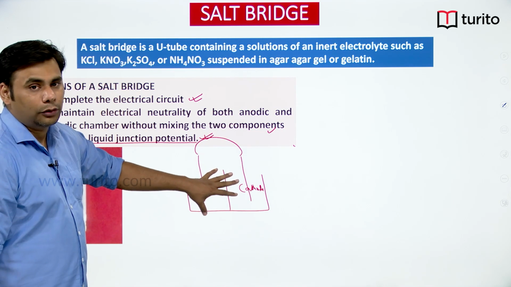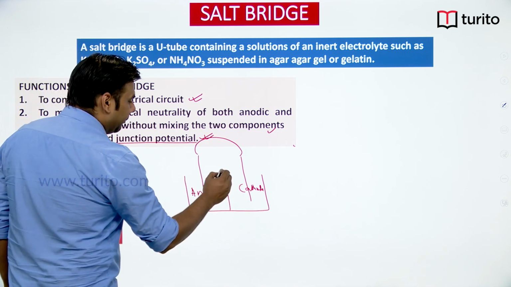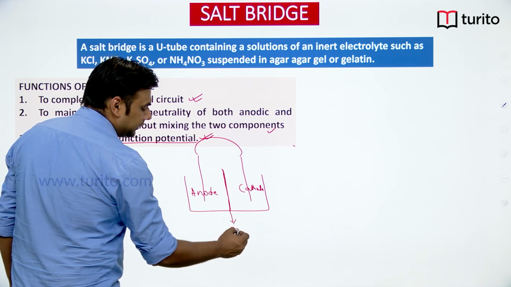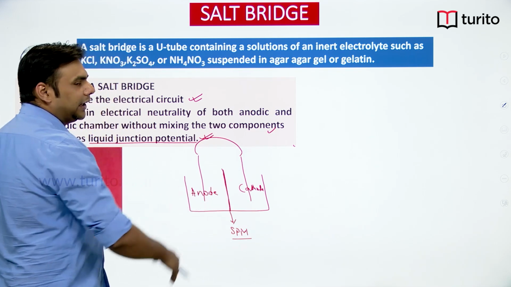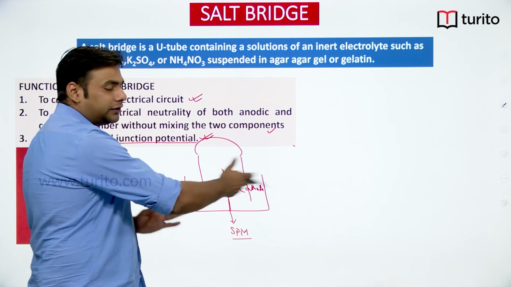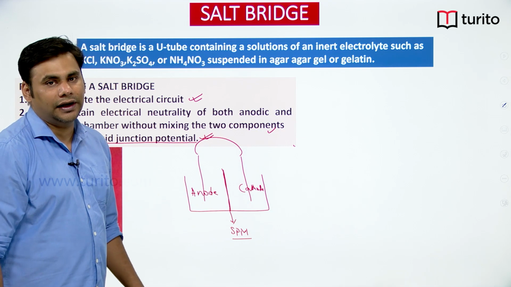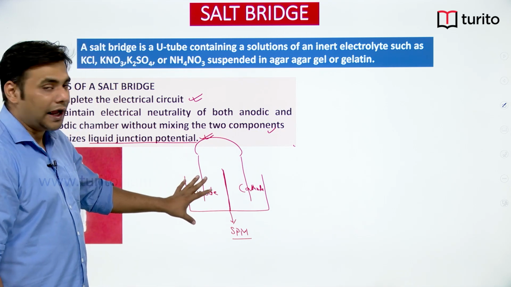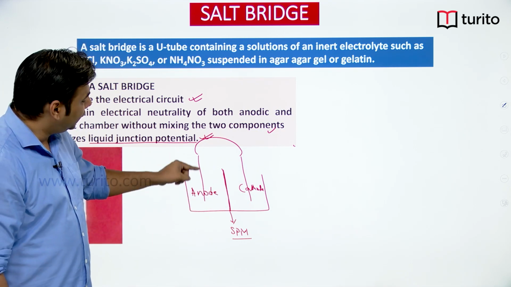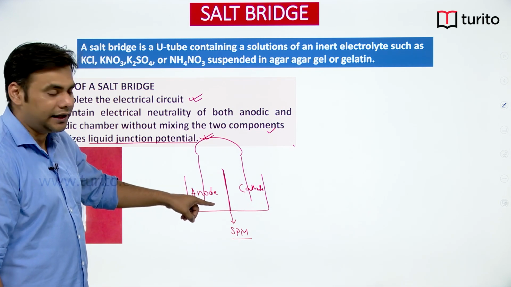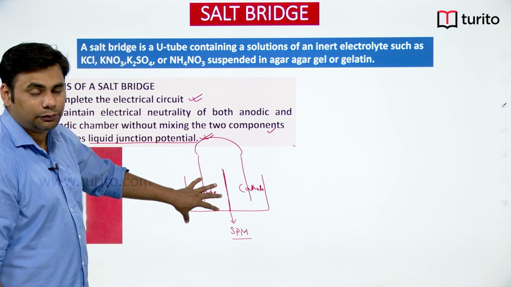There is no salt bridge in this, but we have a membrane. This is basically a semi-permeable membrane, which allows some ions to pass through, and through that they can neutralize the excess positive and negative charge. We know that in the anode oxidation is taking place. So the metal gets oxidized and enters into the solution as ions. So there is a development of excess positive charge.